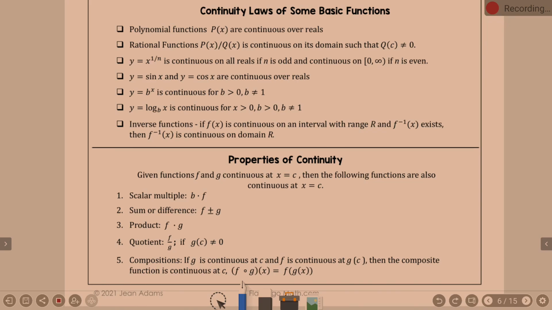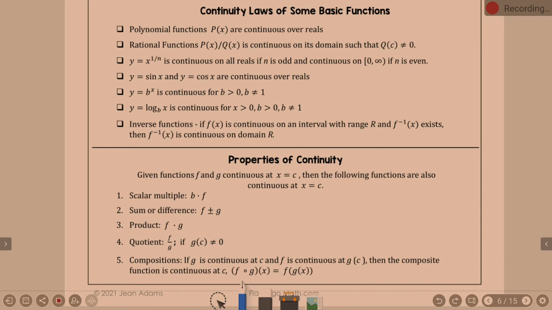Continuity laws of some basic functions. This is a good one we will refer to a lot. Polynomial functions, usually expressed as p of x, are continuous over the reals. Polynomials, if you remember your definition from middle school or algebra, are just basic terms added or subtracted together where they all have positive exponents. So there are no x's in denominators. Polynomials, like x squared plus 3x plus 1, that's a polynomial.